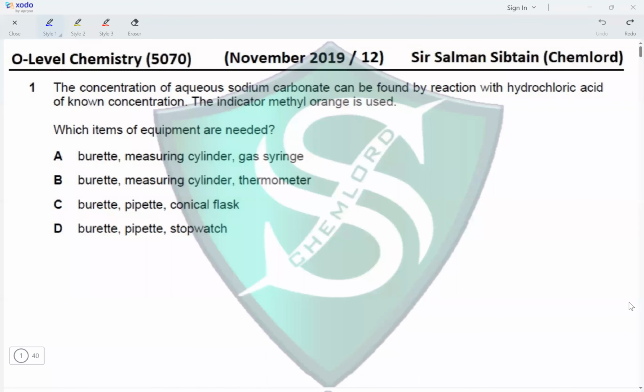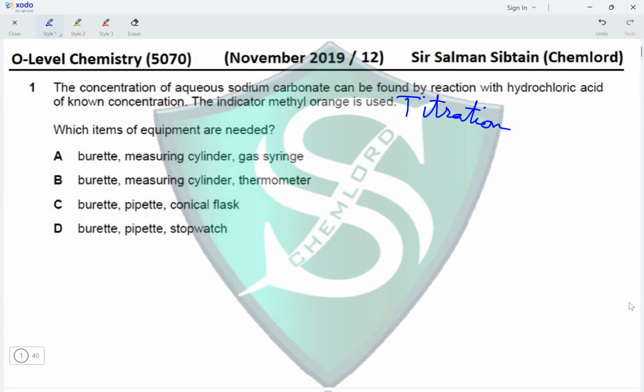Hi guys, this is O-Level Chemistry, paper 12, November 2019, question 1. The concentration of aqueous sodium carbonate can be found by reaction with hydrochloric acid of known concentration. The indicator methyl orange is used. So this statement tells us that we are going to be performing a titration.